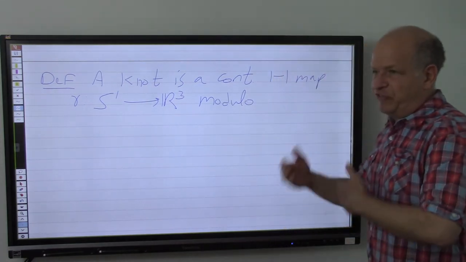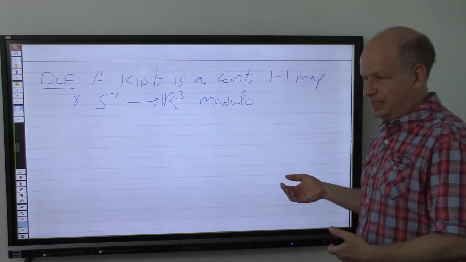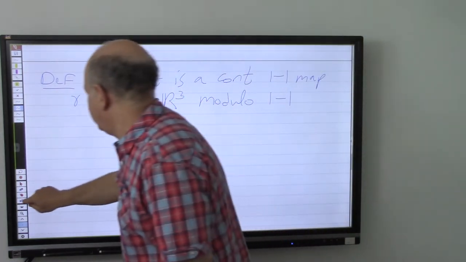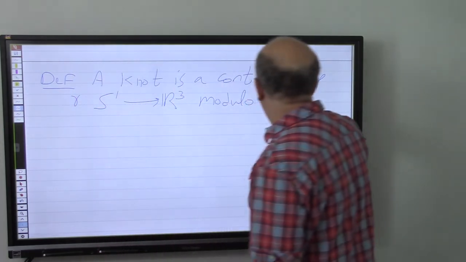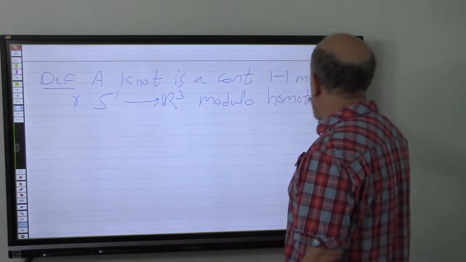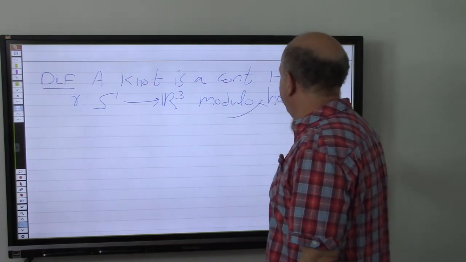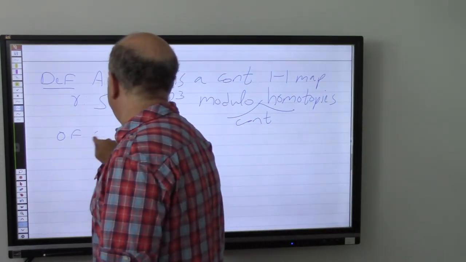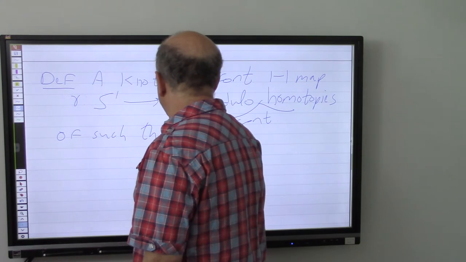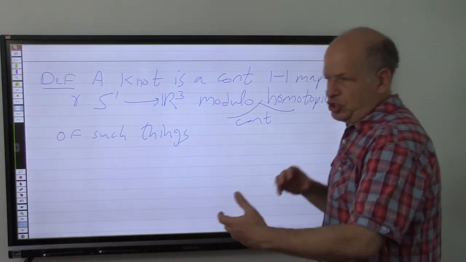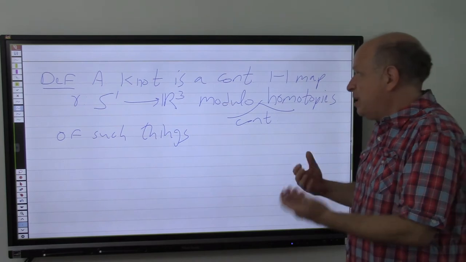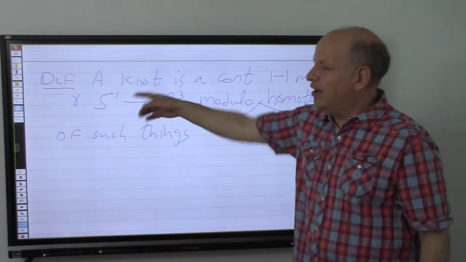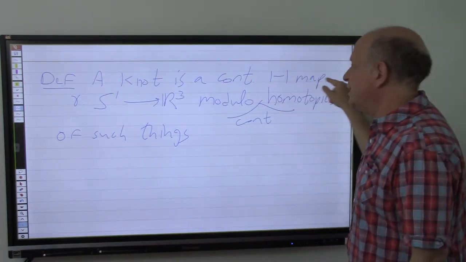So I divide the space of such embeddings, one-to-one, or no, let me say it differently. Modulo homotopies, and maybe I should add the word continuous homotopies of such things, meaning modulo deformations of such things that are continuous with respect to both the time parameter and the arc length parameter, and that are always one-to-one.